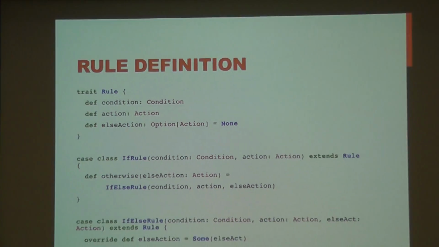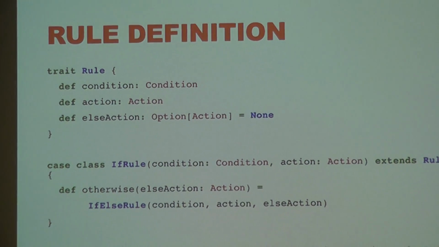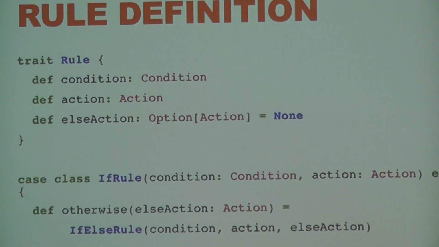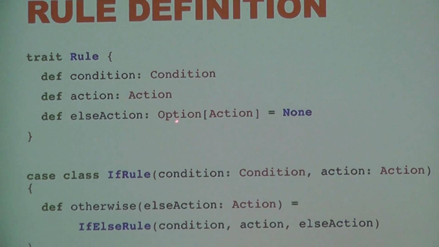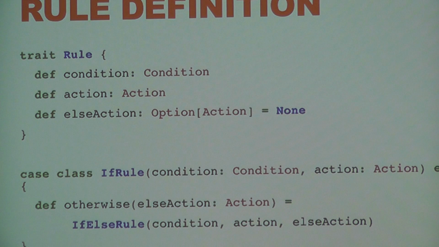So finally, we'll get onto the rule class. And the rule is a little more tricky. Here in this trait, we just define the contract that our rules need to abide by. So every rule has to have a condition. Every rule needs an action. And maybe we can have an optional else action as well.